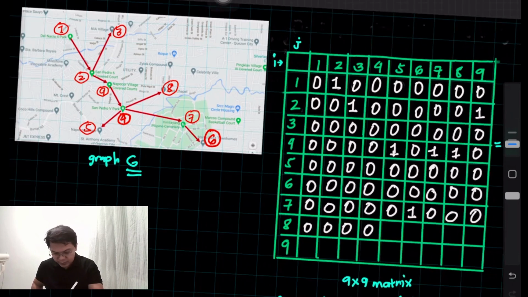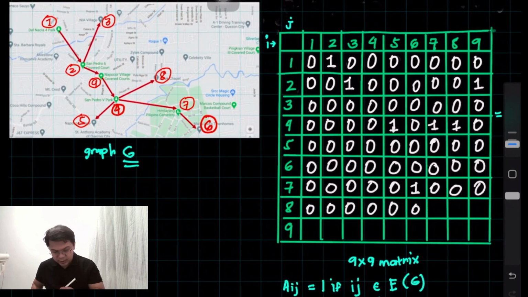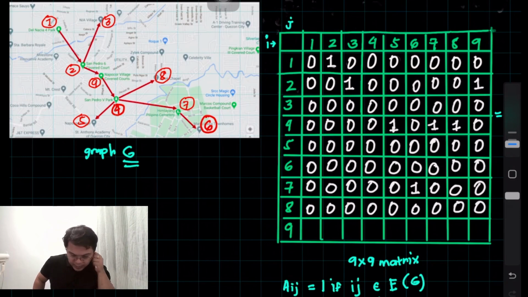8 and 5 is also 0. 8 and 6 is also 0. 8 and 7 is 0. 8 and 9 is 0, 0. How about 9? 9 is actually almost right at the center.